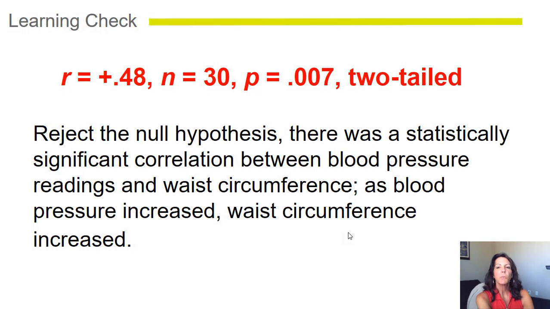It means that we're going to reject the null hypothesis. Remember, the null hypothesis says there's no correlation. We're going to reject that. We're going to say there is a correlation between blood pressure readings and waist circumference. As blood pressure increases, waist circumference also increases. So these two things vary together, and it's statistically significant.